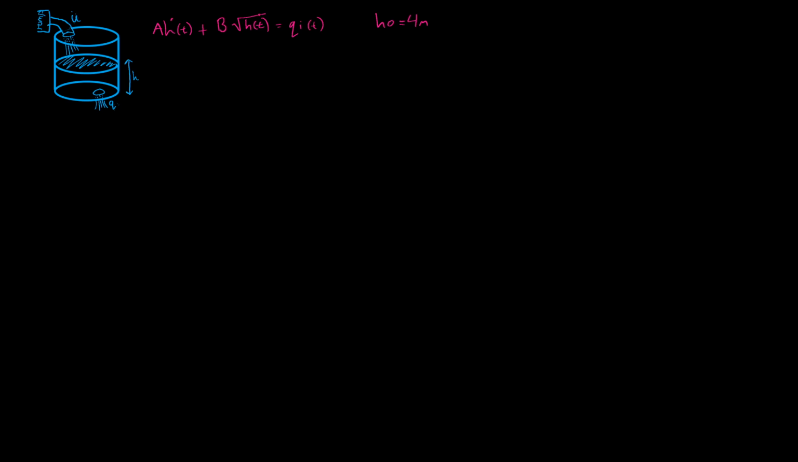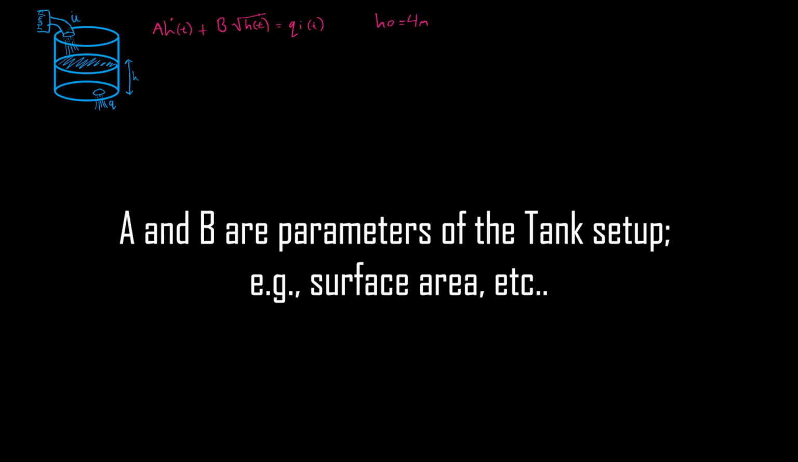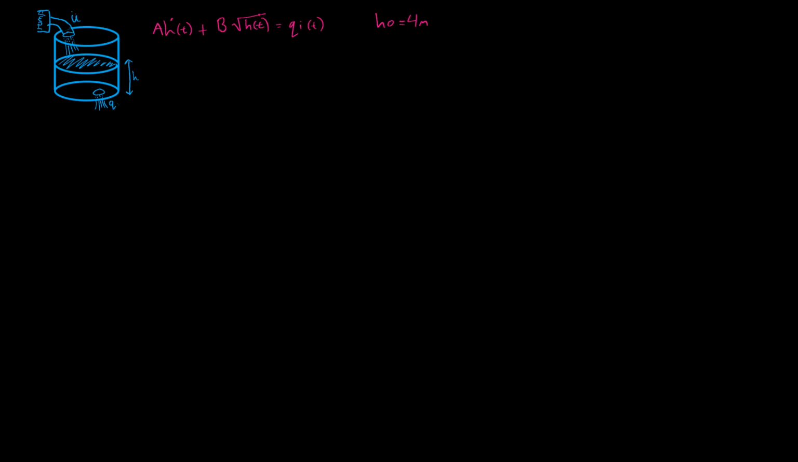And then the height of the water in the tank, which is denoted by this H, is obviously controlled by how much water is going out and how much water is going into the tank. And how much water is going into the tank is governed by this pump, and it's pumping water in at a rate U. And so the dynamics of this system are described by this equation we have to the right, which is some constant A times the rate of change of the height plus a constant B times the square root of the height, and that's equal to, this Q_i should be a U, the rate of water going into the tank.